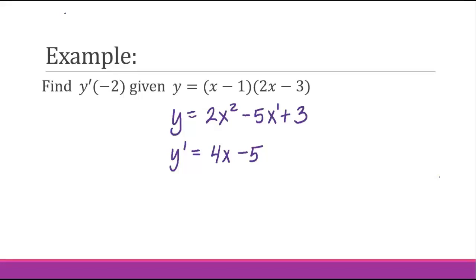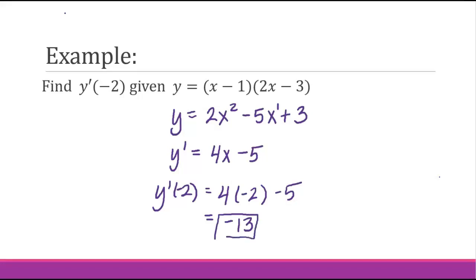So this is y prime, 4x minus 5, and I was interested in finding y prime of negative 2. So I can substitute negative 2 now into this x. So I get negative 8 minus 5, or the numerical derivative, negative 13. So the slope of the tangent line at negative 2 is negative 13.